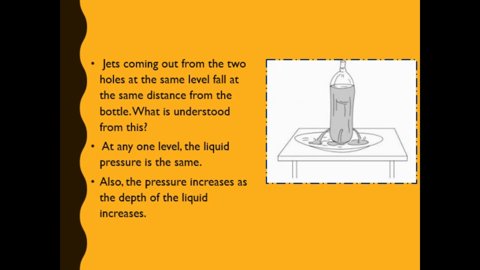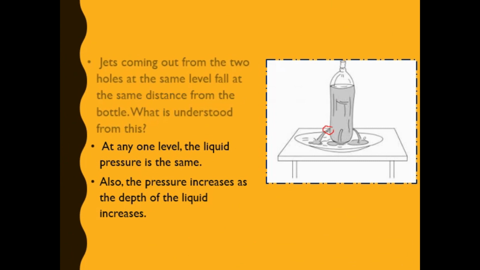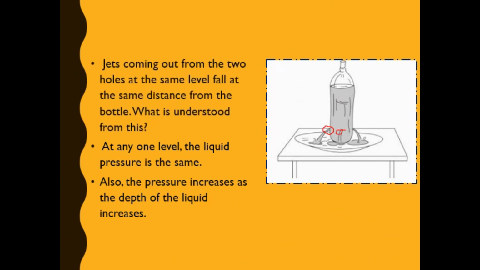When the water jets are coming out from 2 holes at the same level, here you can see the bottle, the holes are at the same level, isn't it? Yes, the holes are at the same level. Water also falls at the same distance. So from this, what we can understand is that at any one level the liquid pressure is the same. So at a given level, the pressure is the same. Also the pressure increases as the depth of the liquid increases.